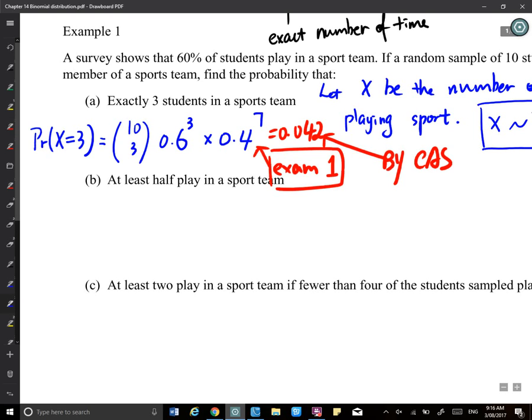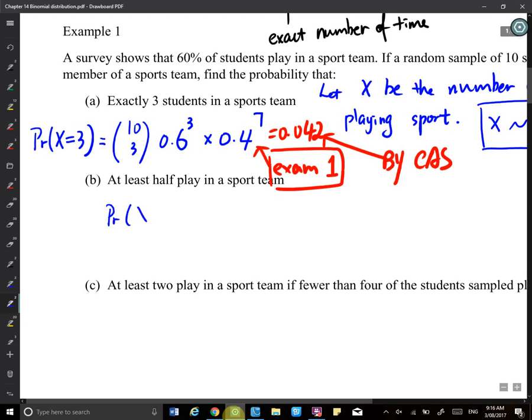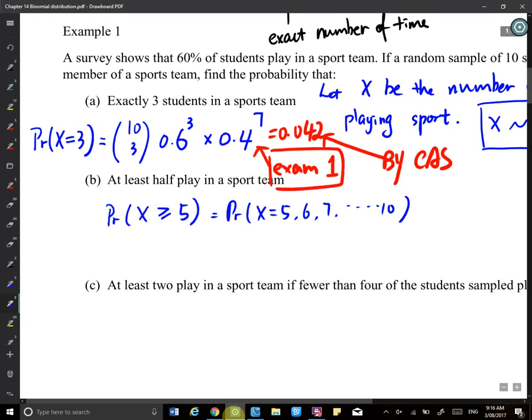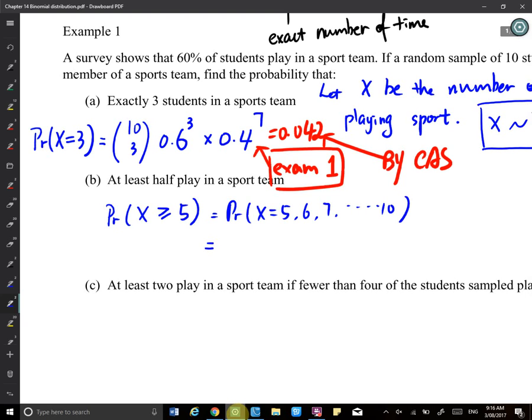Okay, the next one we're talking about is at least half. So I want the probability at x greater than or equal to 5, at least half. So the value is actually the probability x equals 5, 6, 7, until 10. That's all of those probabilities: x equals 5, 6, 7, 8, 9, 10. You add all of them up. So it's impossible to do by hand. So you definitely use the calculator.